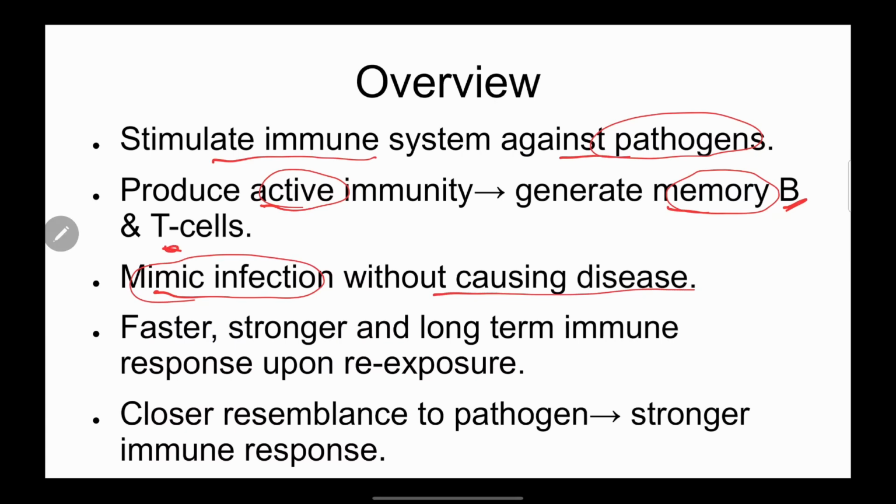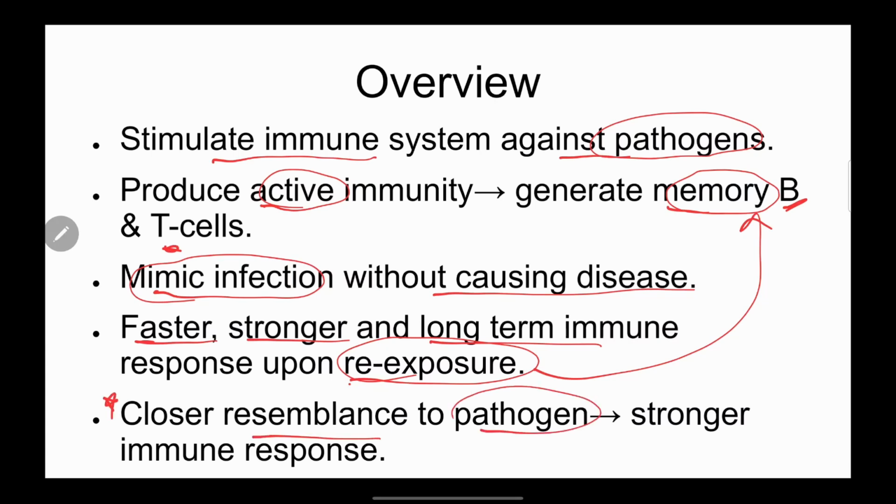So what does that lead to? That leads to a faster, stronger, and long-term immune response upon re-exposure. Why? Because now you have memory B and T cells. And just a general high yield rule that you have to know regarding vaccines is that the closer the vaccine resembles the pathogen, the stronger the immune response is going to be. And this is going to become evident when we are learning about the different types of vaccines.